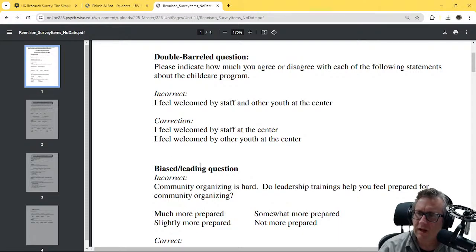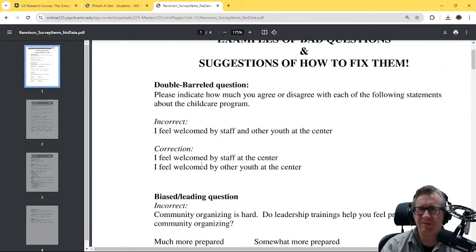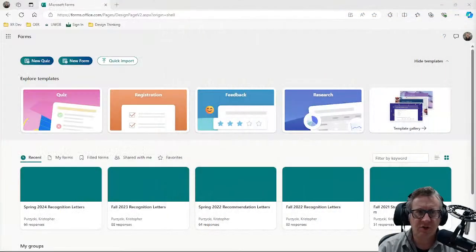Honestly, full disclosure, I hadn't really thought about it so much. Some of these categories are fairly new. The best direction I've had on survey design is just keeping it very clear, keeping it very simple. All right, so let's go over to Microsoft Forms. How do we make these surveys?